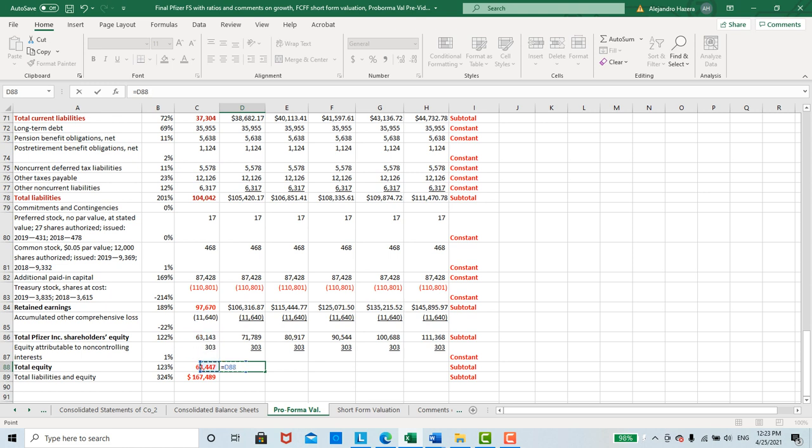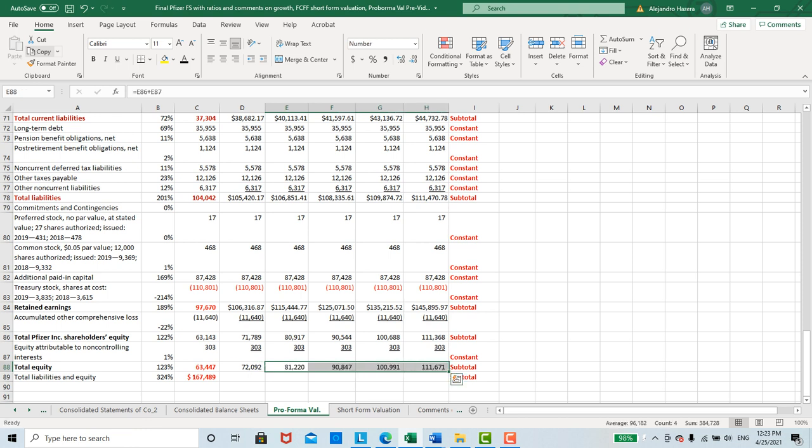63,143 plus 303 gives you 63,447. I'm going to take 71,789 plus 303. It can be 72,092. Should be increasing. Okay, it is increasing. Okay, and checking a couple things here. Okay, that's constant.